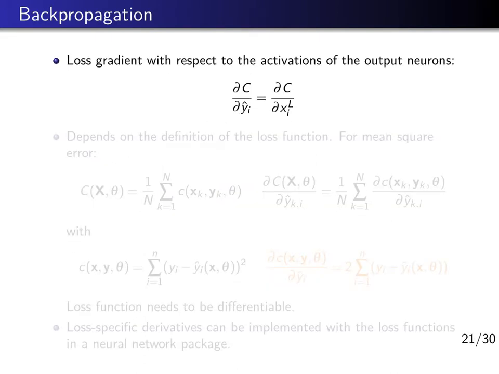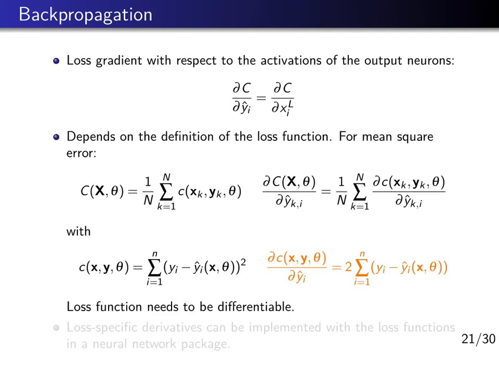Now, what we want to do first is compute the gradient of the loss, or the derivative of the loss function, with respect to the activations of the last layer. The activations of the last layer are just the outputs or the predictions of the neural network. So really what we want to do here is compute the derivative of the cost function or loss function with respect to the outputs or predictions of the neural network. So we just take our loss function and we do this.